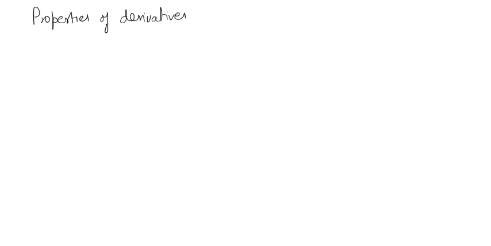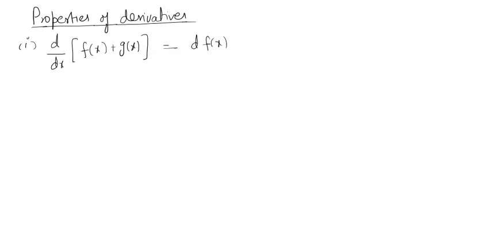So the first property is the addition property. If you have two functions f and g, then d by dx of f of x plus g of x with respect to x is equal to d of f of x by dx plus d of g of x by dx, and there can be plus or minus here.